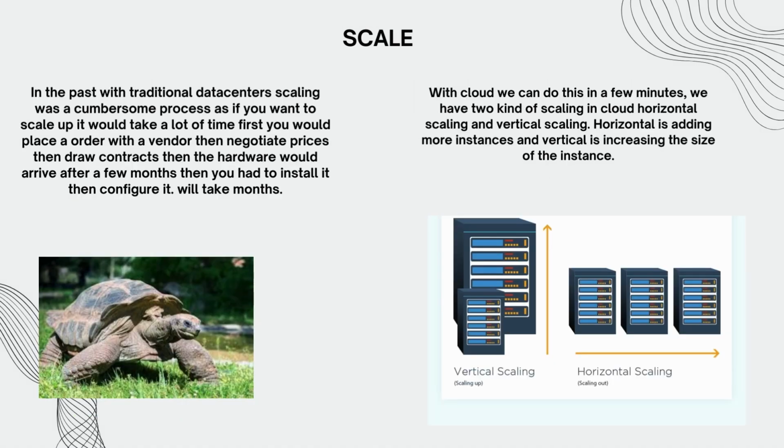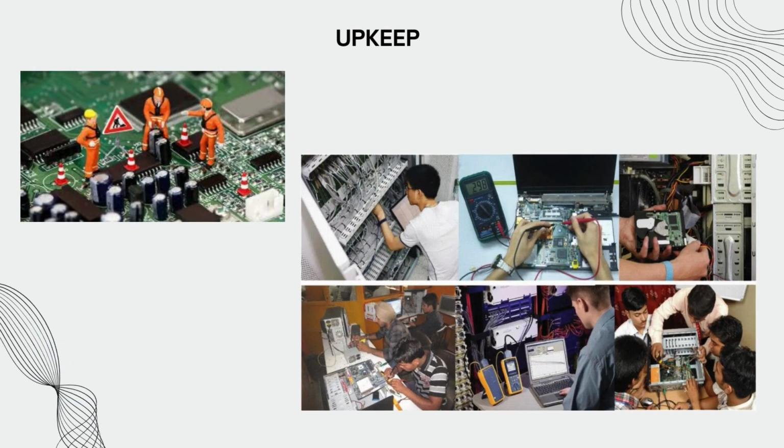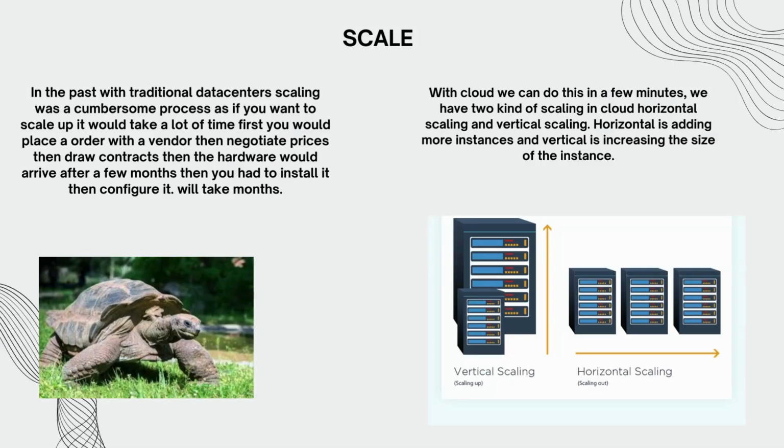In the past, with traditional data centers, scaling was a cumbersome process. To scale up, you would place an order with a vendor, negotiate prices, draw contracts, wait for the hardware to arrive, then install and configure it. This could take months. With cloud computing, we can do this in a few minutes. There are two kinds of scaling in the cloud: horizontal scaling and vertical scaling. Horizontal scaling is adding more instances, and vertical scaling is increasing the size of the instance.